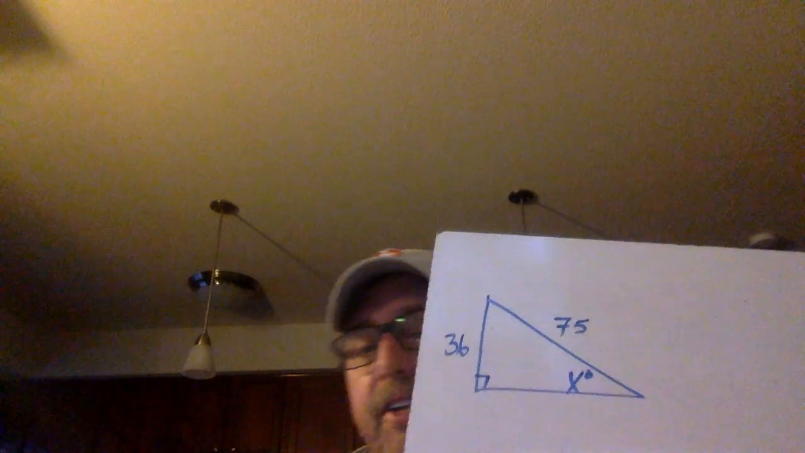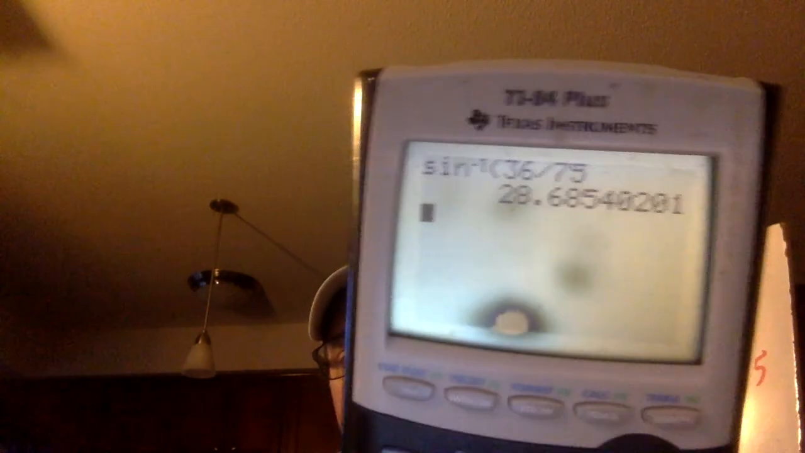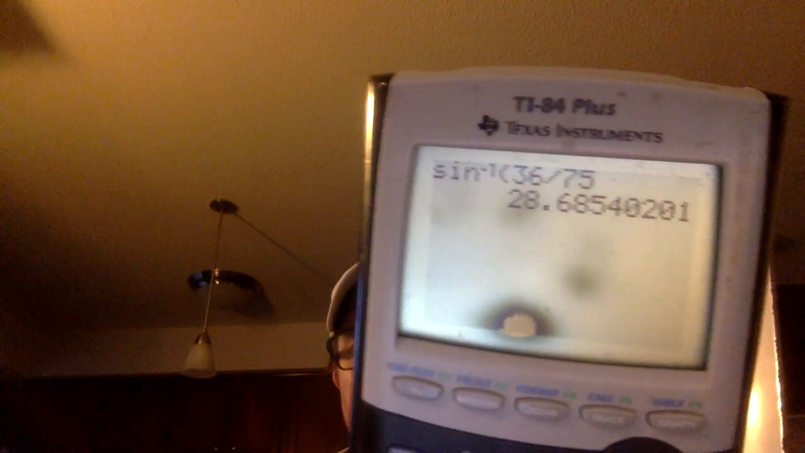So I am asking you to find x. So you're going to hit the second button, assign the words. Far away opposite, hypotenuse, second sine of 36 over 75. The calculator does the work. Second sine, you will see it gets that sine to the negative 1. That's what it should say, is 36 divided by 75. And it just spits the answer out to you. If I was to ask you to the tenth, 28.7.